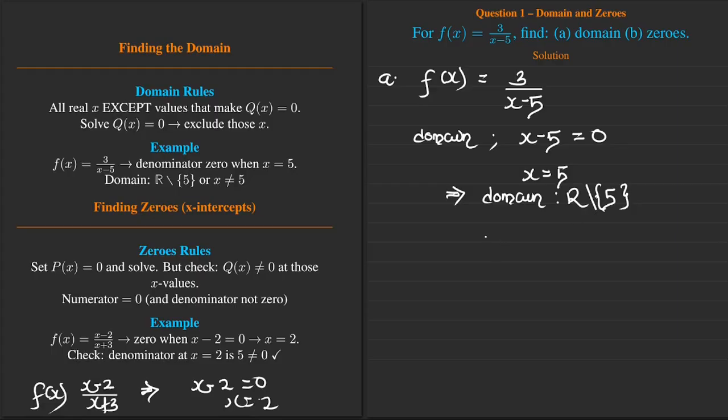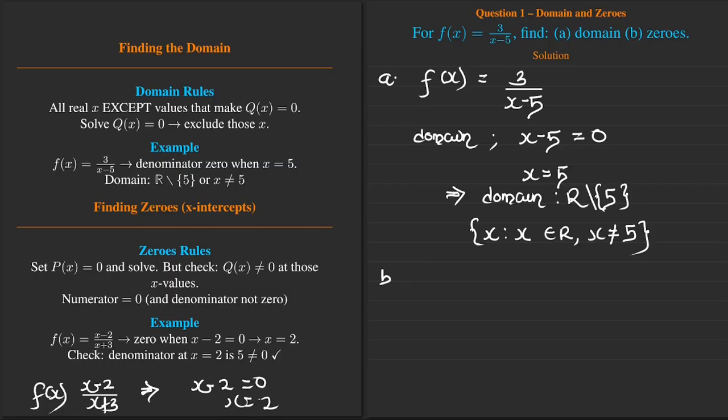Or you can rewrite it as x is such that x is an element of R, but then x is not equal to 5. Any of these notations are correct. I'm sure this is what you are used to. So x is such that x is an element of R, but then x is not equal to 5. Then we come to the zeros.